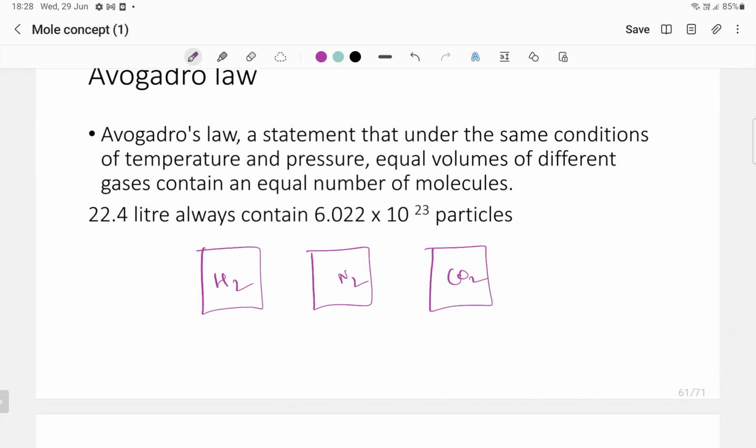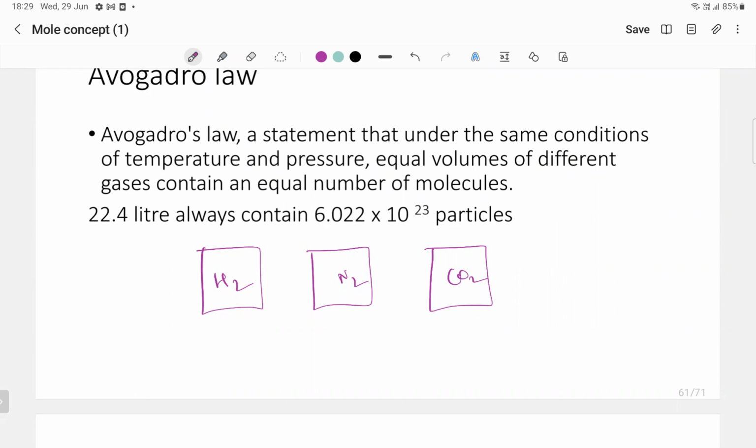Yes, I have room temperature. The 3 chambers have equal volume. Equal volumes of different gases. Equal, but the gas is different. H2 different, hydrogen different, carbon dioxide different. They contain an equal number of molecules. However the gas molecules may be, hydrogen is the smallest molecule and CO2 is the biggest molecule. But if the chamber has equal volume, all those gas molecules will have an equal number of particles.